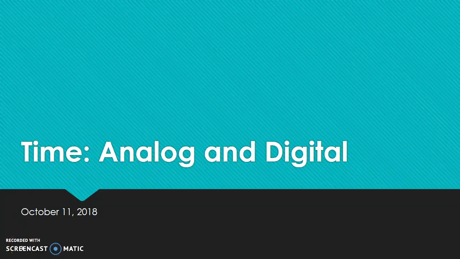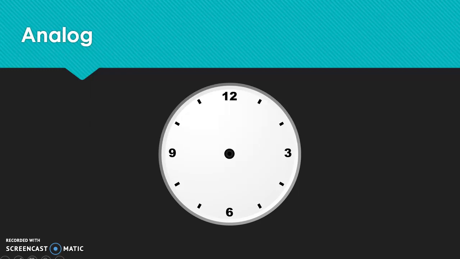Today we're going to review analog and digital time. If you look here at our clock, we have the 12 at the top, the 3, the 6, and the 9. This is talking about just the hour hand, and if you look at a clock, the hour hand is going to be shorter and the minute hand is going to be longer.